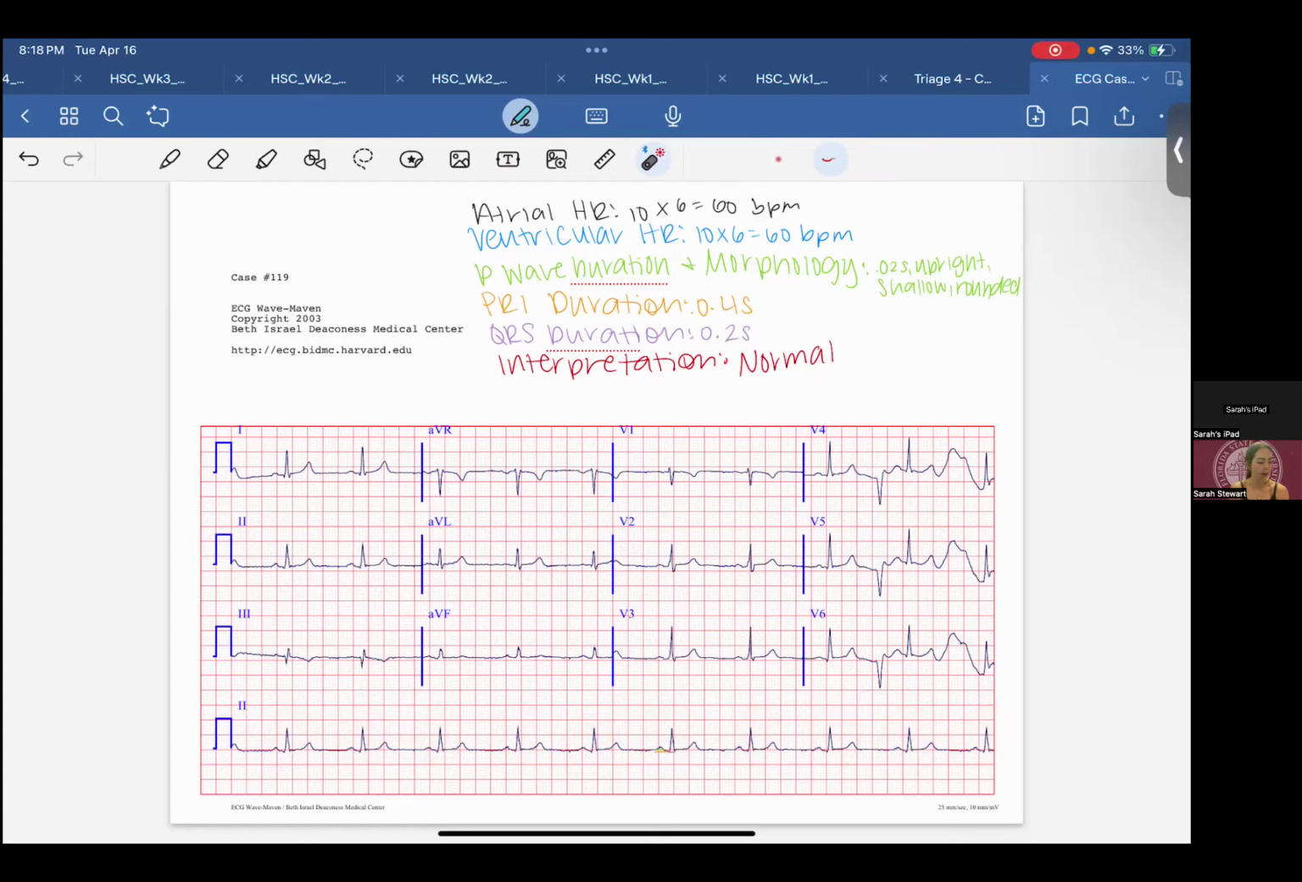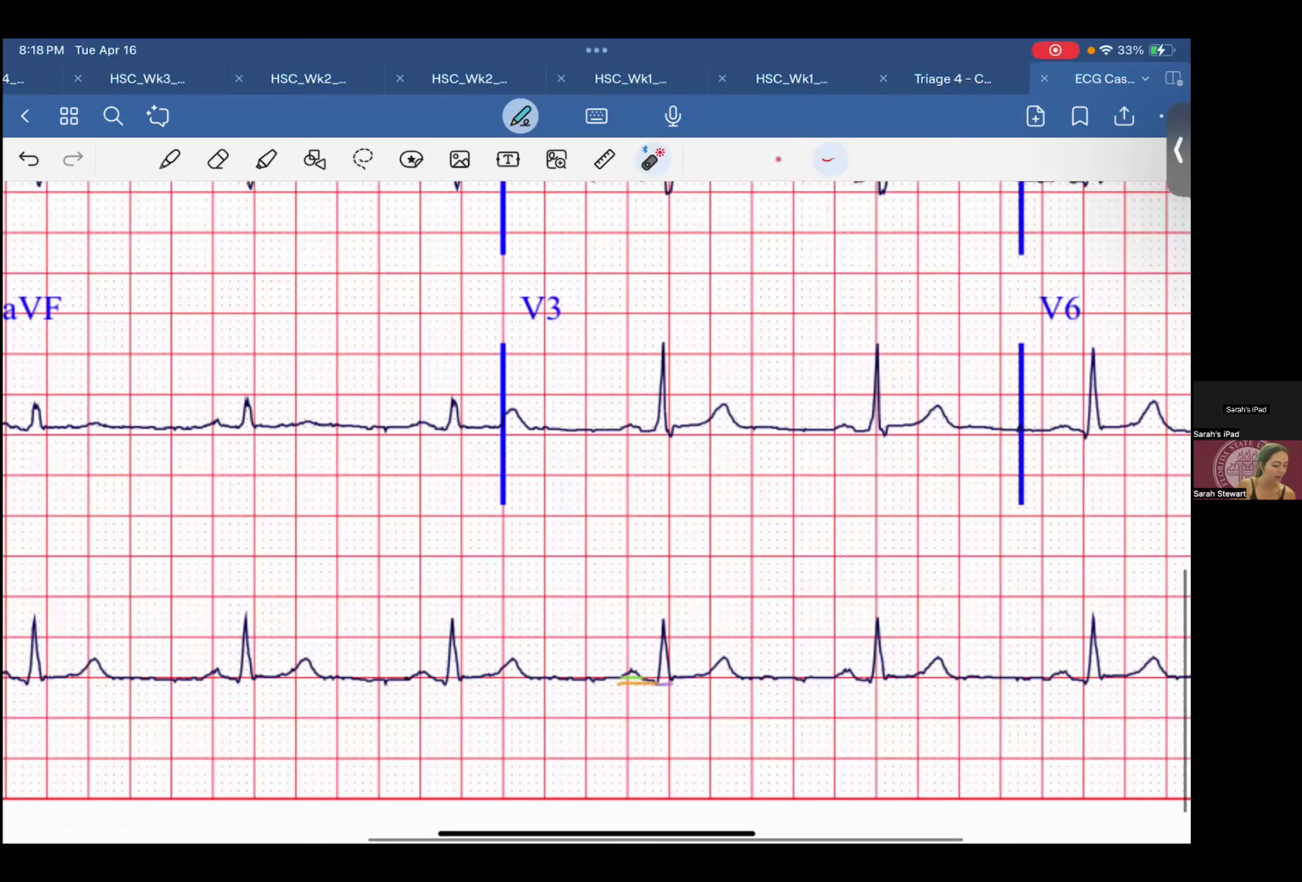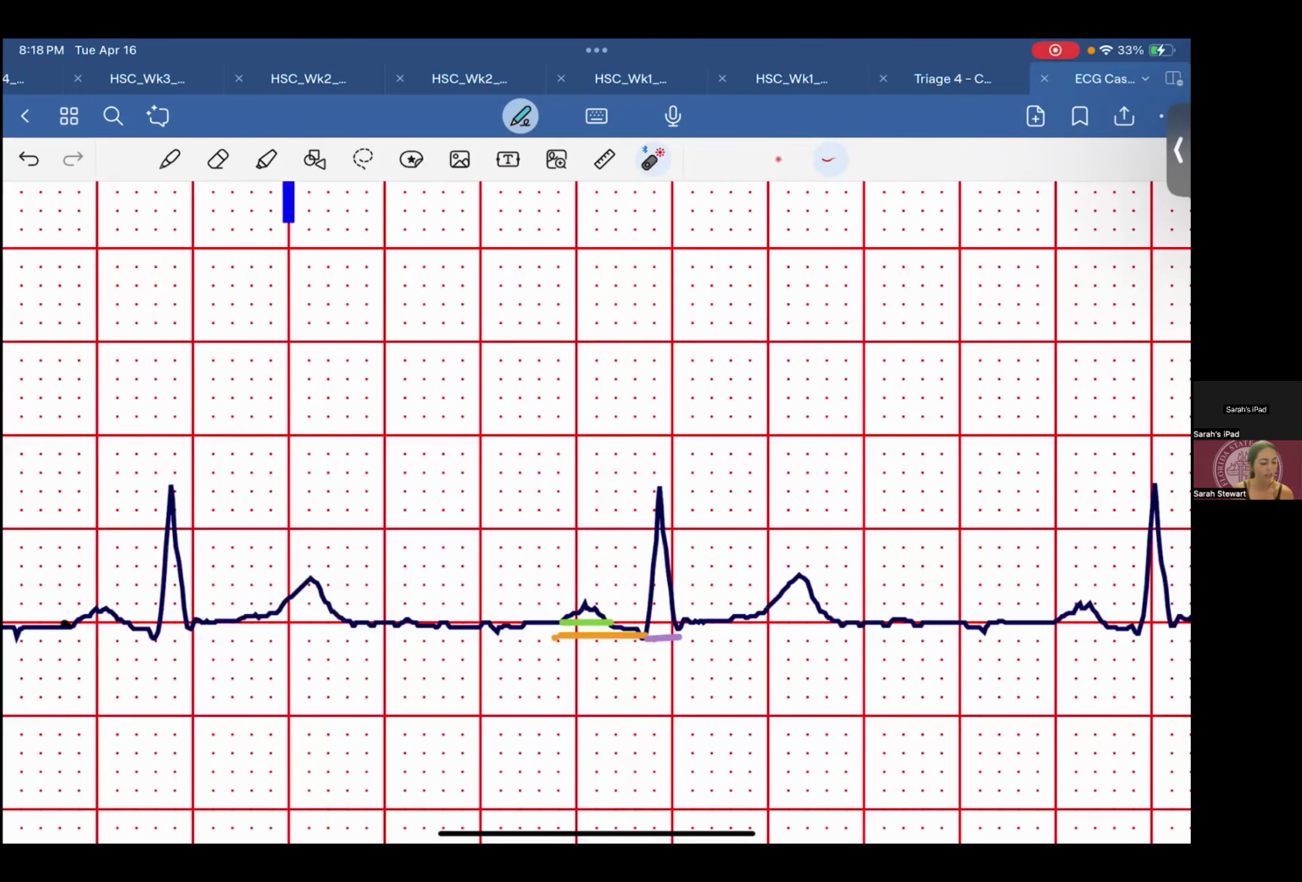After that is the P wave duration and morphology. I just picked a random P wave in the middle here that looked nice and defined. You can see I have a few lines on that. I thought the P waves looked a little shallow compared to other rhythms that we had looked at, but nothing significant or abnormal necessarily. So you can see here I have this green line. I drew that here.